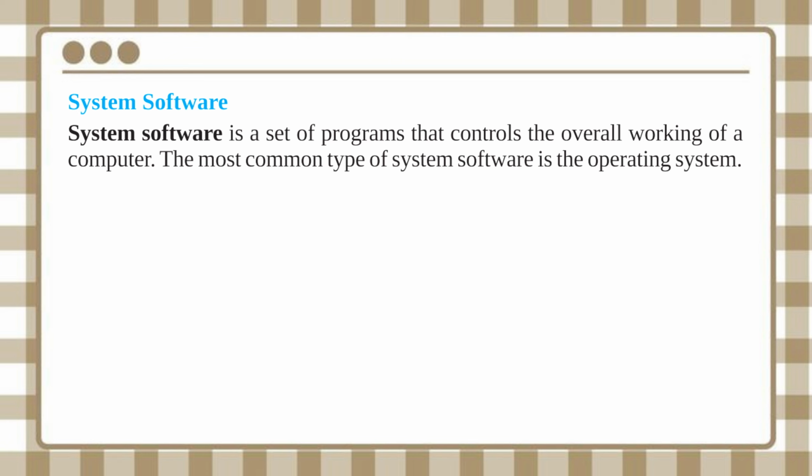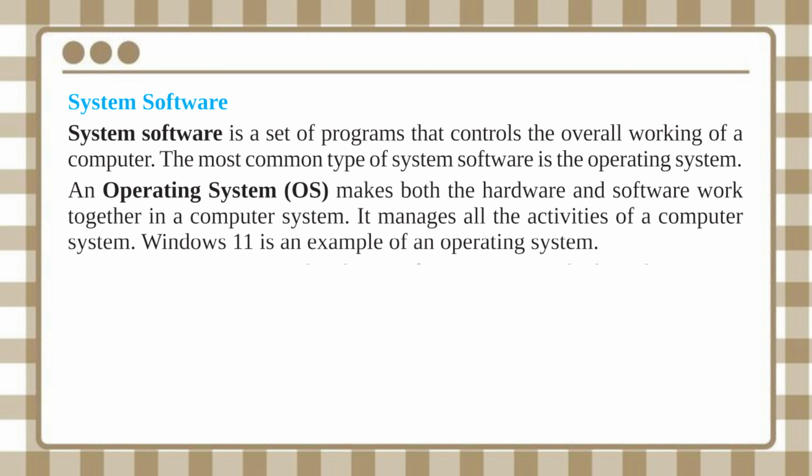An operating system, OS, makes both the hardware and software work together in a computer system. It manages all the activities of a computer system. Windows 11 is an example of an operating system.